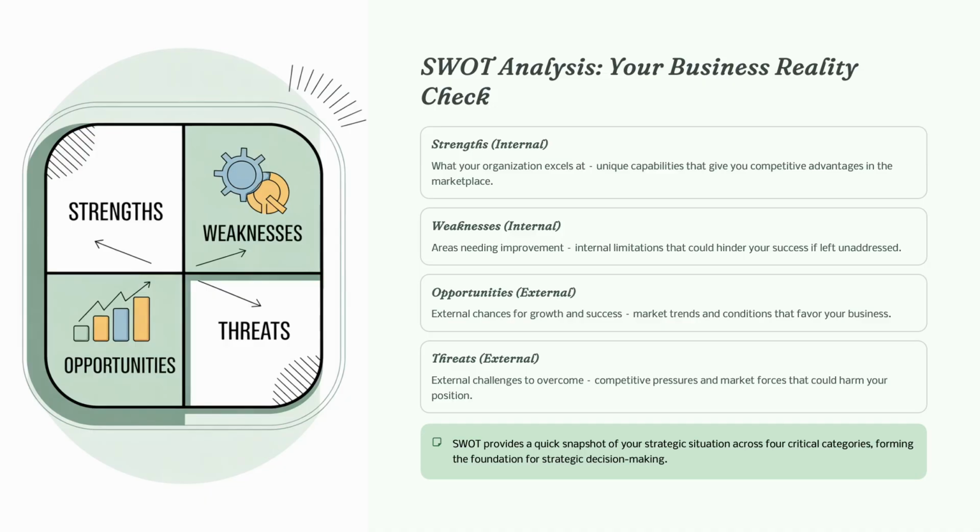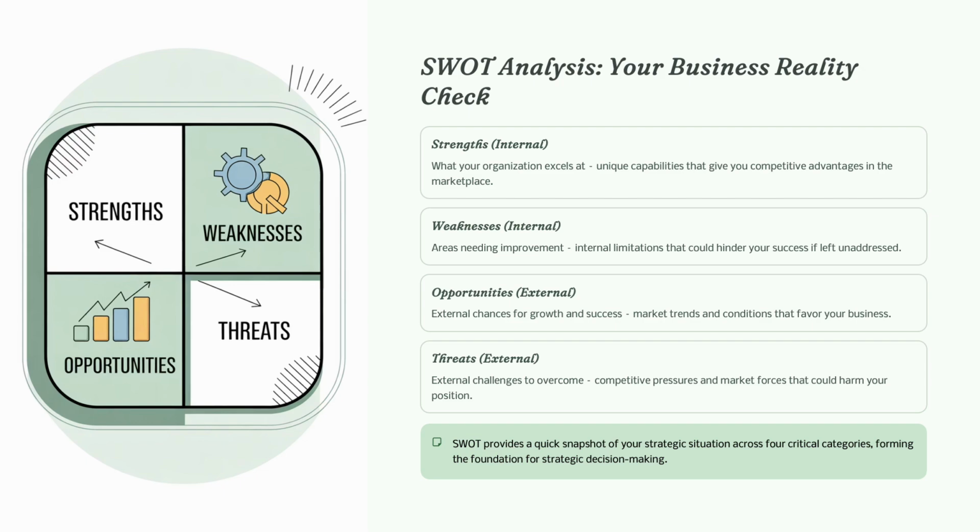Let's start with the most famous strategic analysis tool, SWOT. It stands for strengths, weaknesses, opportunities, and threats. Think of it as your business reality check. Imagine you're thinking about starting a tutoring service for your fellow students. Your SWOT might look like this.